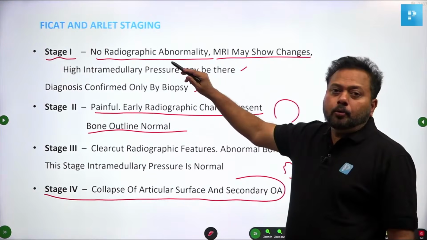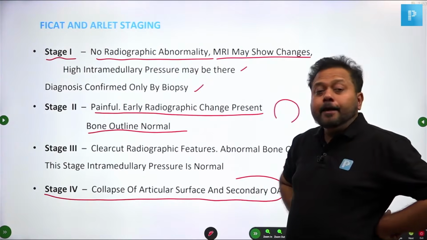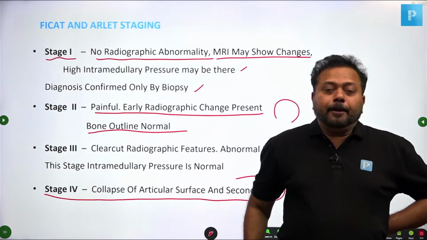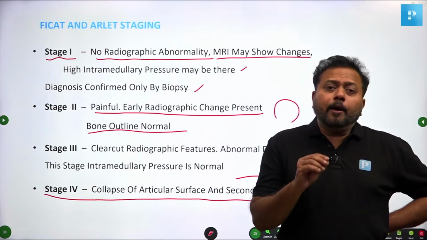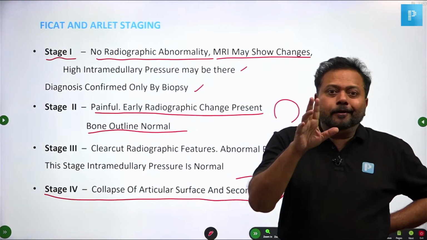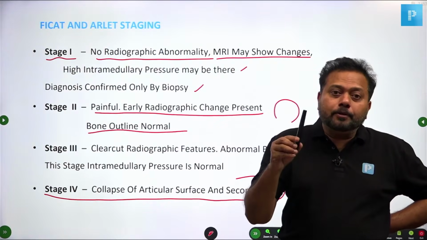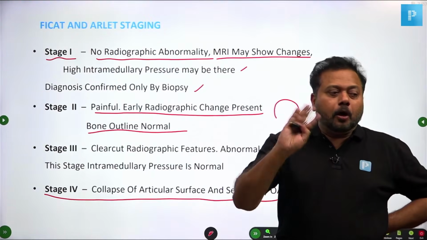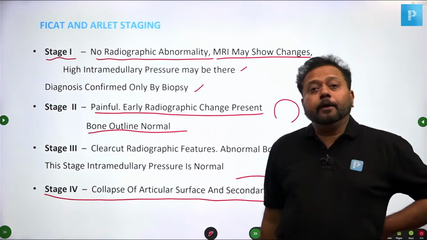So stage 1: no radiographic changes, clinical suspicion, confirmation only by biopsy. In biopsy, I will tell you one extra point. What is the change shown in biopsy? You know very well, bone marrow has fat. The outline of the fat cells of the bone marrow is altered. That is the earliest biopsy change of avascular necrosis. That's a histopathological finding, but normally we will never try a biopsy for avascular necrosis.